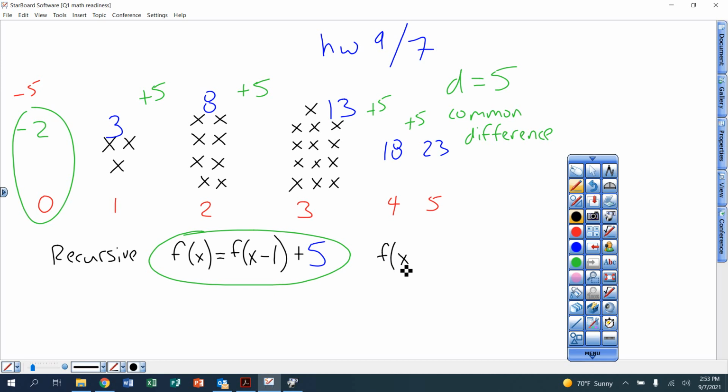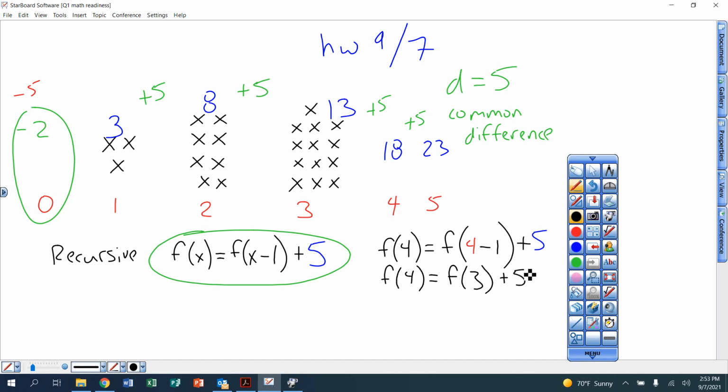To find that fourth term, I'm going to put in 4 right here. In that recursive equation next to that, I'm going to put that 4 inside here. That gives me the fourth term comes from me looking at the one before it, the value of the third, and adding 5. Looking at the value of the third, I got 13 x's there. So that number replaces this.